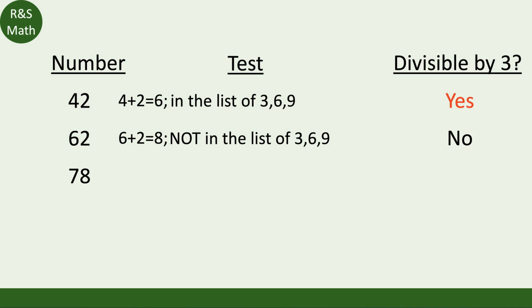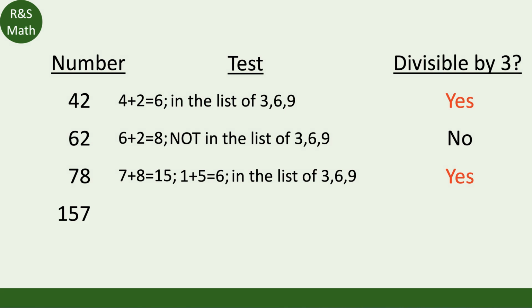Is 78 divisible by 3? We first add the digits of 78. 7 plus 8 equals 15. Since 15 is more than 10, we add up the digits of 15. 1 plus 5 equals 6. Since our final result is in the list of the 3 numbers 3, 6, and 9, the original number, 78, is divisible by 3.